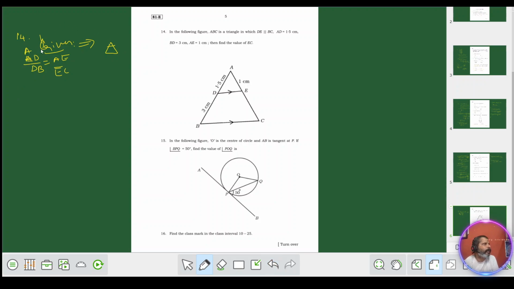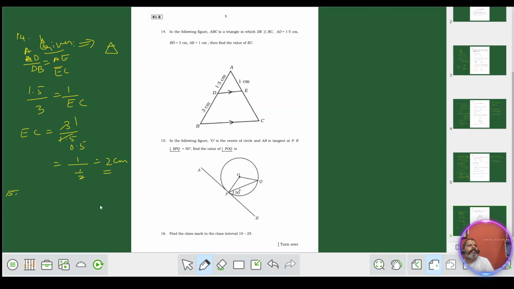This is AD. AD is how much? 1.5. DB is how much? 3. This is AE, 1. EC we don't know. That's what we have to find. EC is equal to 3 into 1 is 3, by 1.5. Don't get confused with the decimal. 3 by 1.5 is 30 by 15. 0.5 is nothing but 1 by 2, so that is 2. That is 2 centimeter. Clear? It becomes reciprocal.